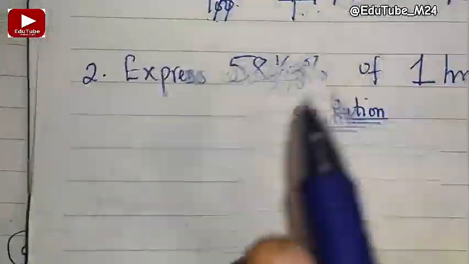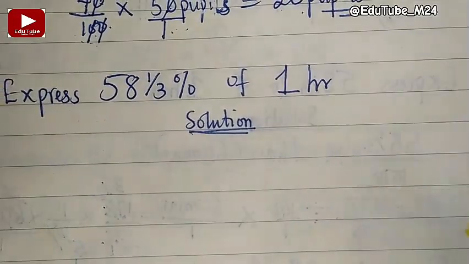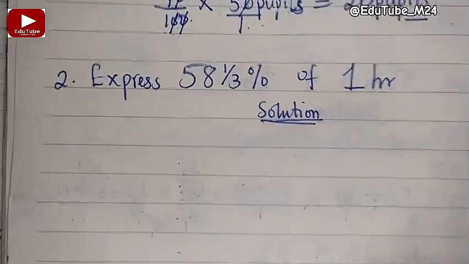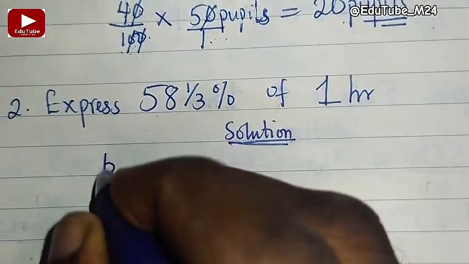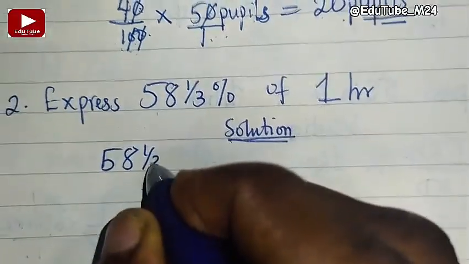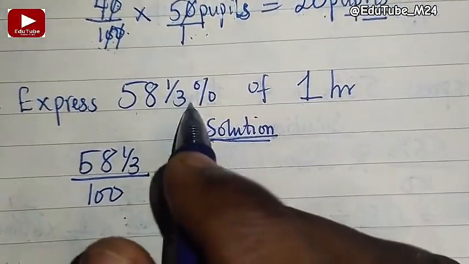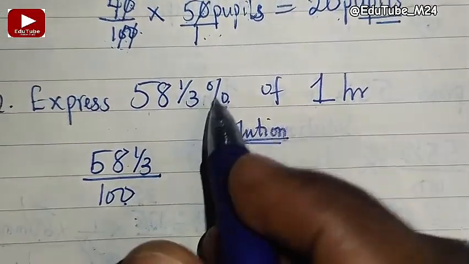Now example number 2 says, express 58 1/3% of 1 hour. Now as we explained, percentage means out of 100 or by 100. So this literally means 58 1/3 out of 100. So 58 1/3% means 58 1/3 out of 100, because percentage means out of 100.